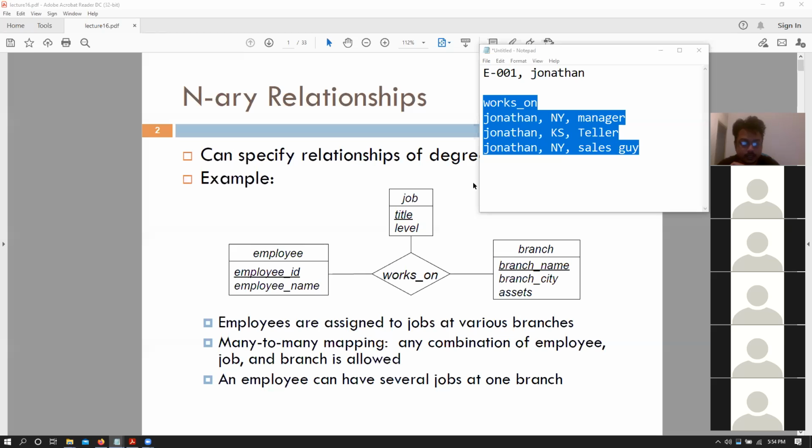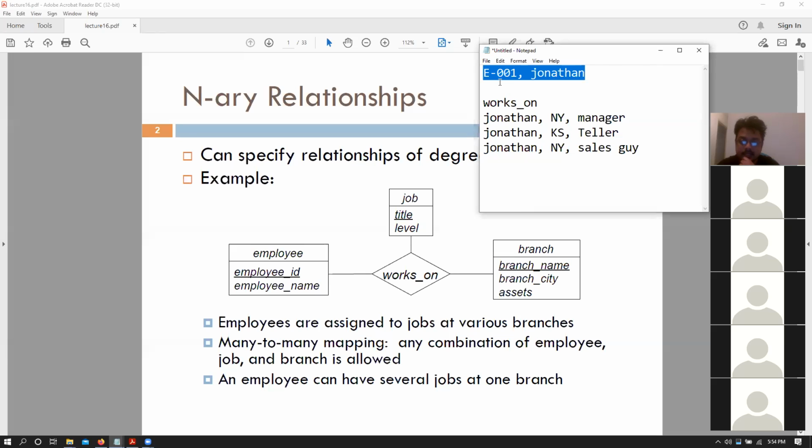I say that Jonathan has this ID E001. So I say that branch name is a primary key. I say that job is a primary key. And these are all many to many relationships, right? There are no arrows here. So what happens when we have many to many relationships? All the primary keys together make up this final primary key for this thing, right?